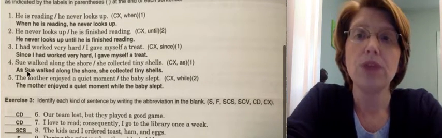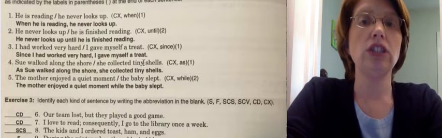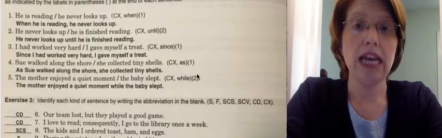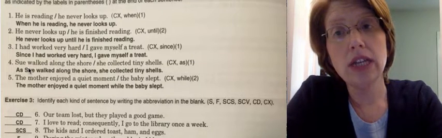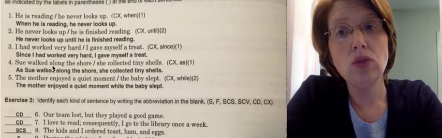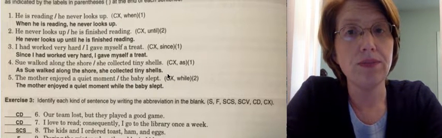Number 4. Sue walked along the shore / she collected tiny shells. They gave you as and a number 1. So as goes at the beginning. As Sue walked along the shore, comma, she collected tiny shells.